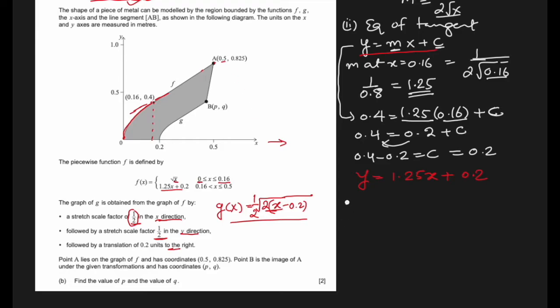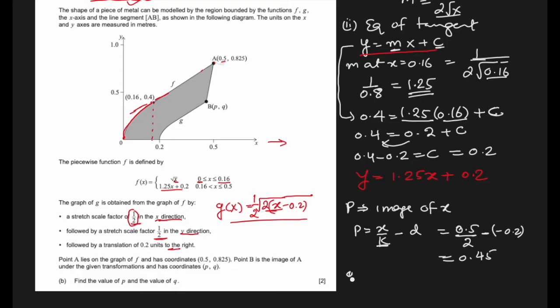To find P, it is the image of x. So P will be x over k minus d. What is k? k is the coefficient of x, which is 2 in this case. What was the original x? x was 0.5 in A. So 0.5 divided by k, k is 2, minus d. And what is d? d is negative 0.2. So this will be 0.25 plus 0.2, which is 0.45.